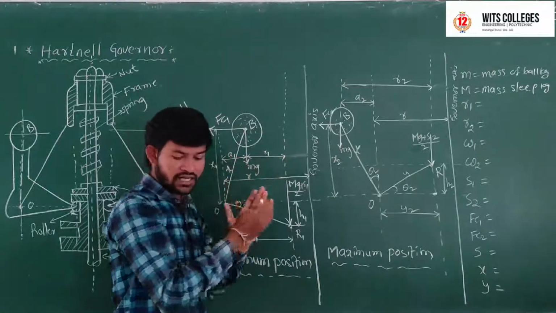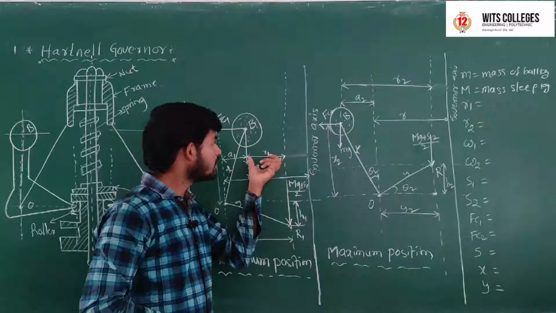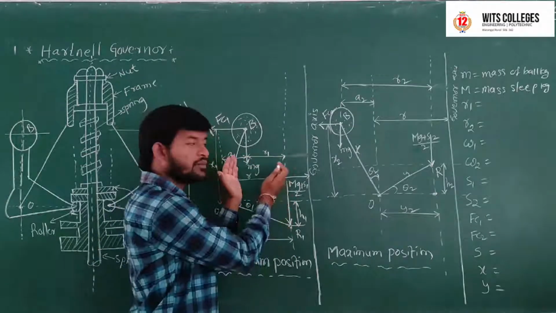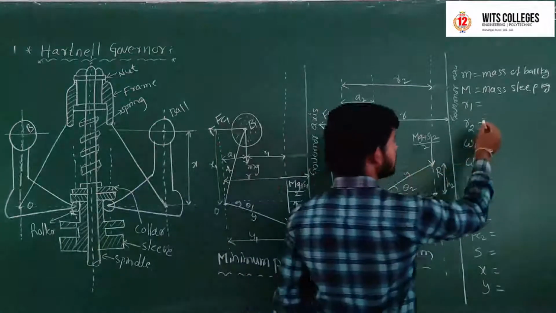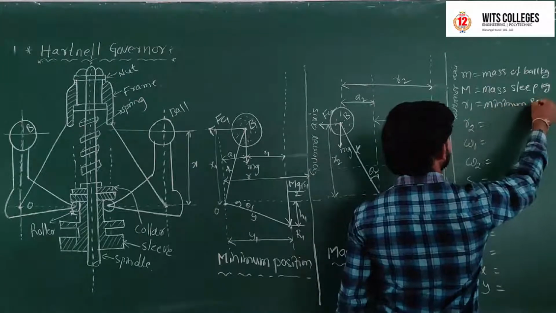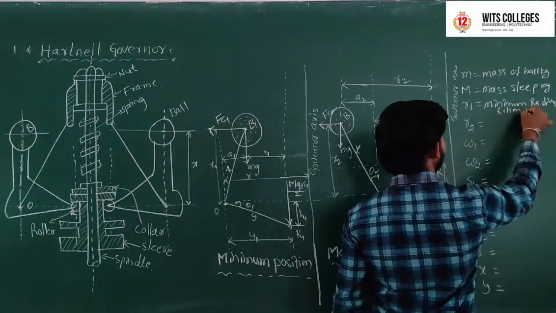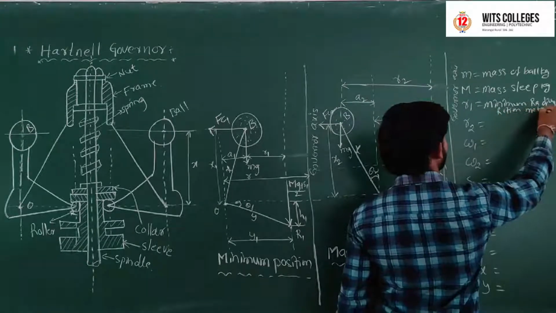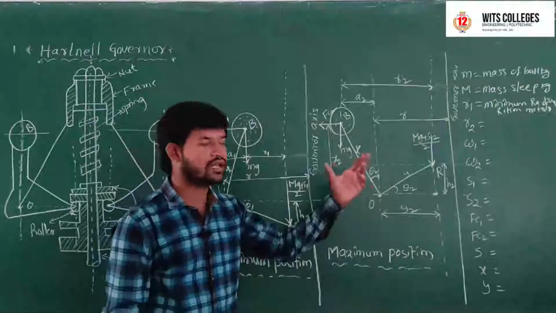The distance r1 is nothing but the minimum radius of rotation. In the minimum position, r1 is the radius of rotation of the ball, the minimum radius of rotation in meters.